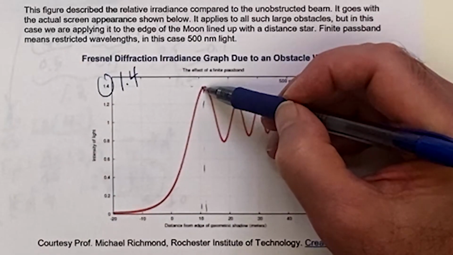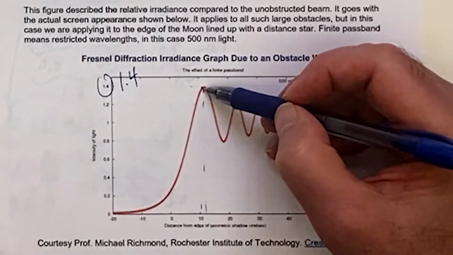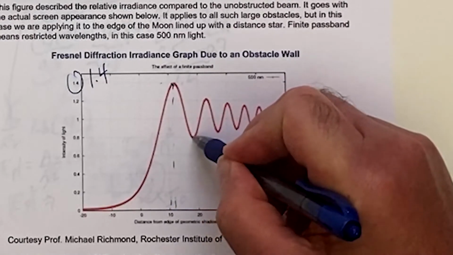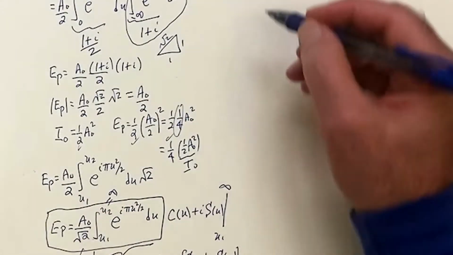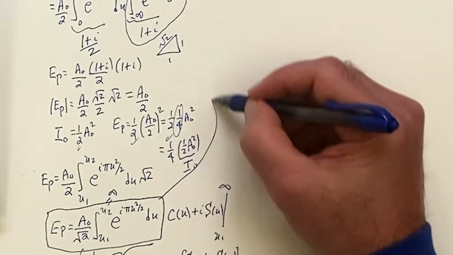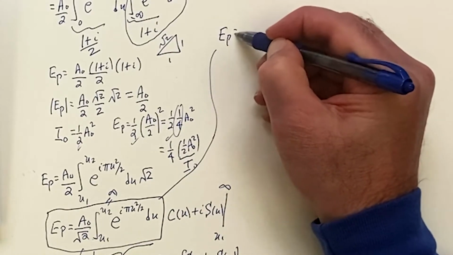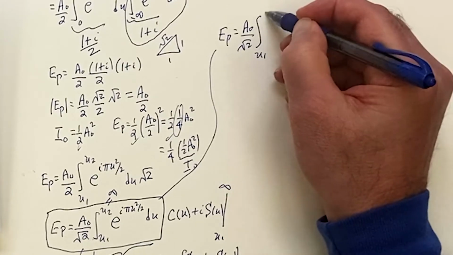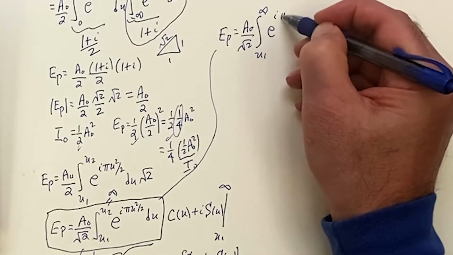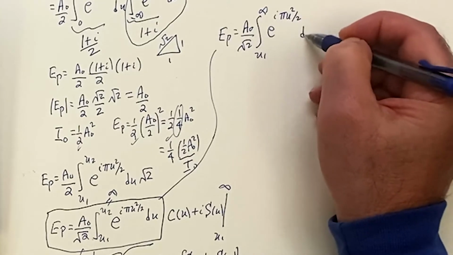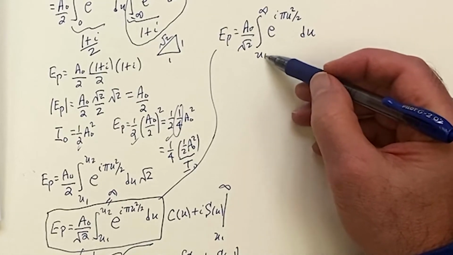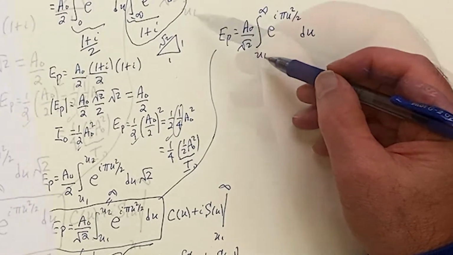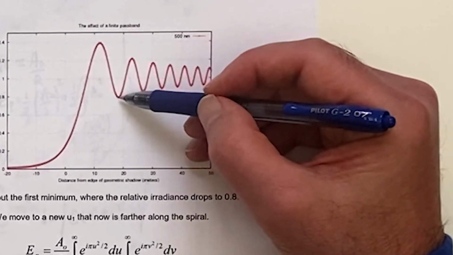So let's now go after this one. That's like the first minimum. Okay, now nice thing about this general formula that we had here, we have the A naught over the square root of 2, and we're going to go from some u1 to infinity, e to the i pi u squared over 2 du. And now we want to know where the u1 will be to get this minimum. All right, we want to get this minimum there.